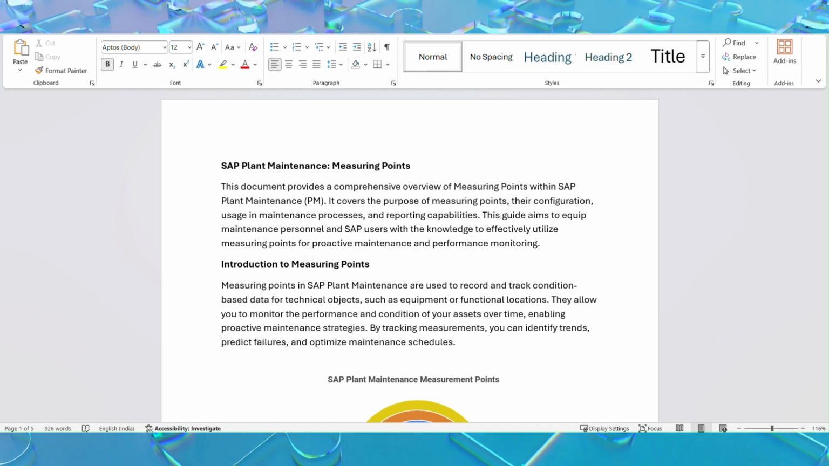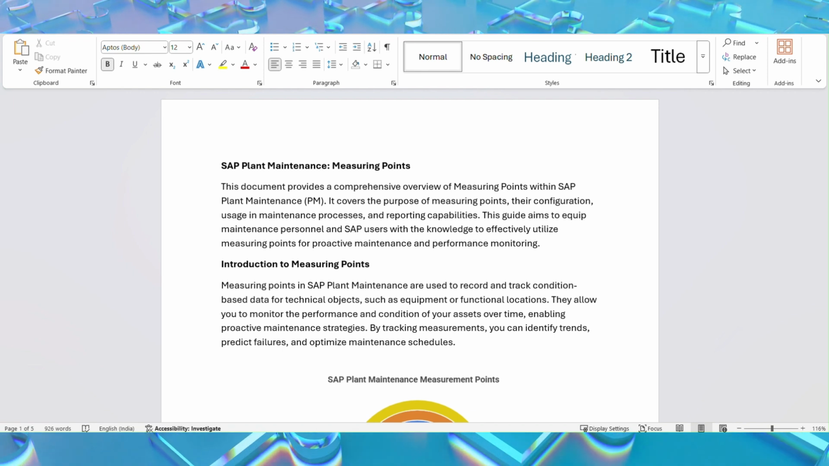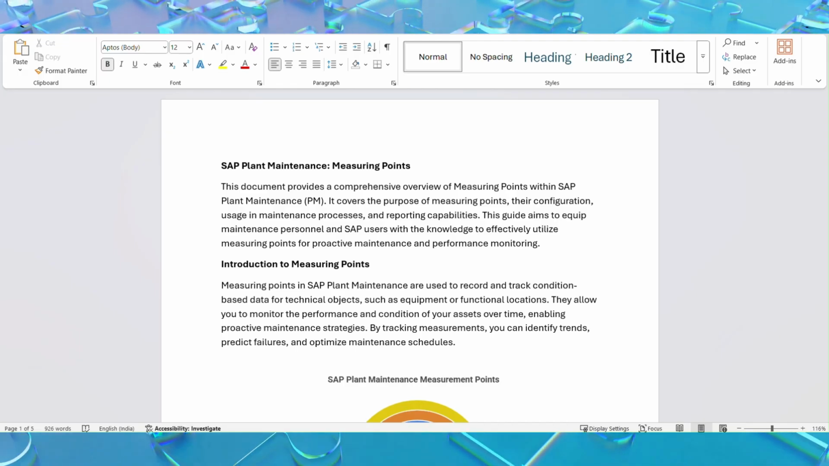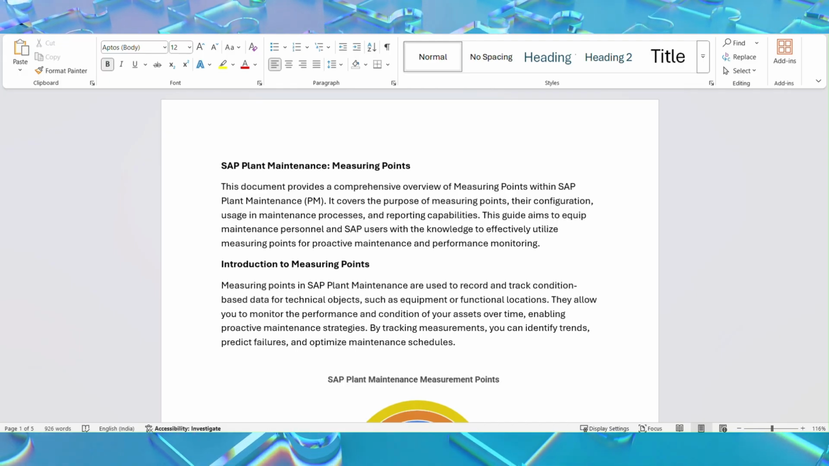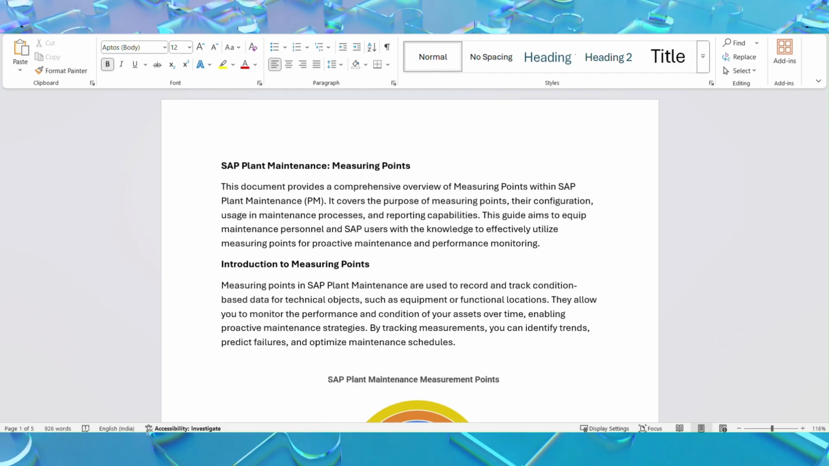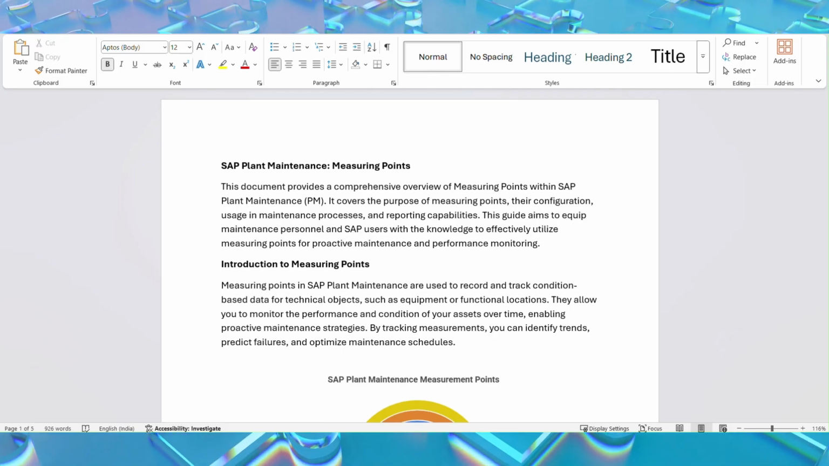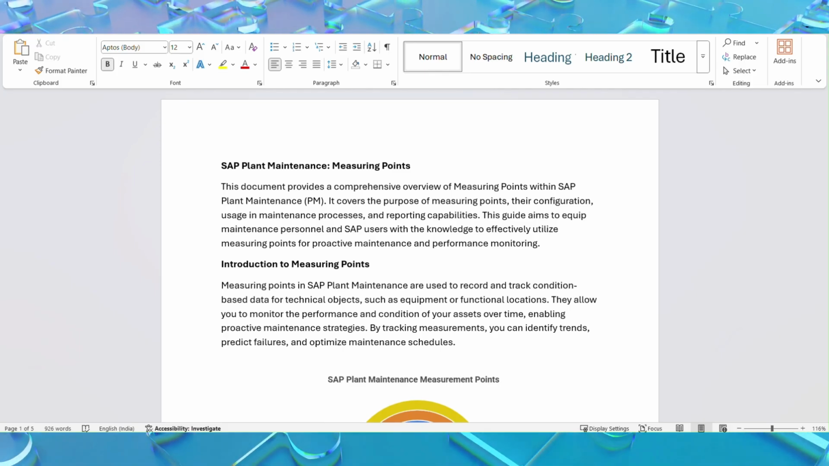So let us start with this one. It is known as measuring points. For processing the measuring point, if I have taken the reading, then I need to post that reading, and it is known as a measurement document. There are two types of measuring points commonly used in SAP plant maintenance.